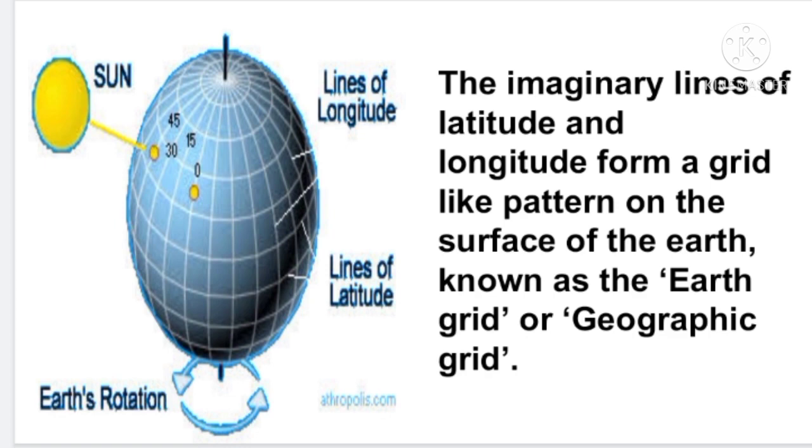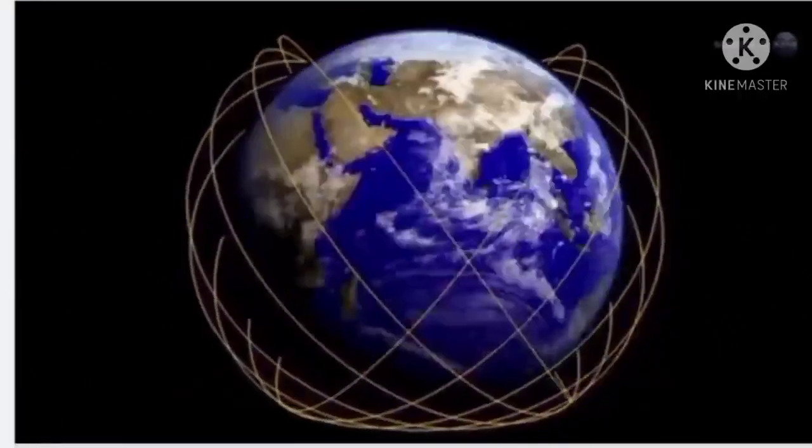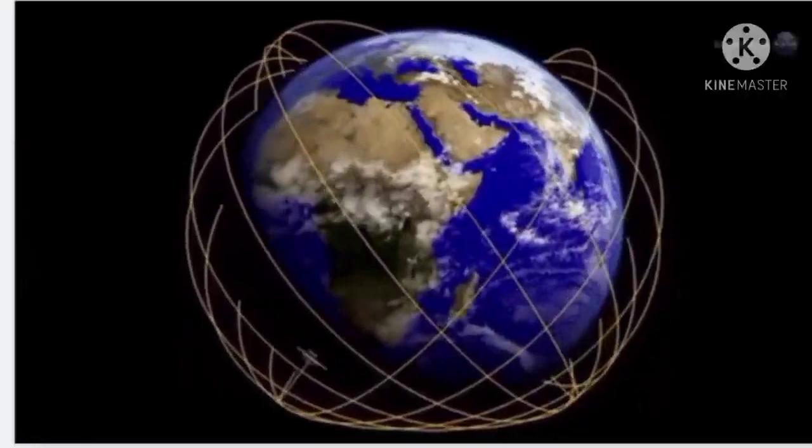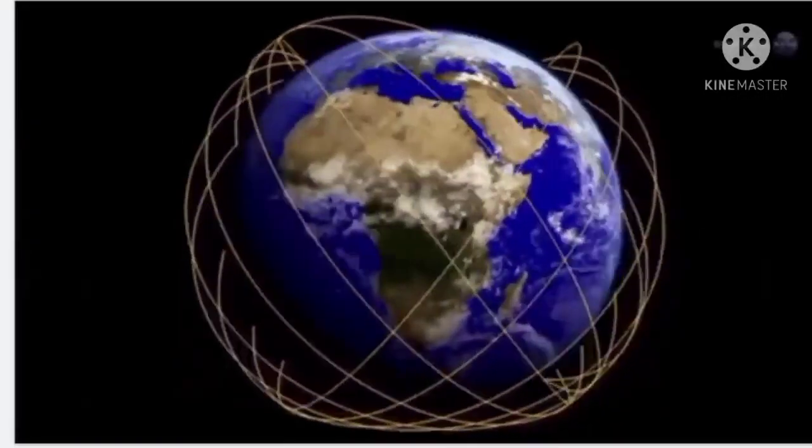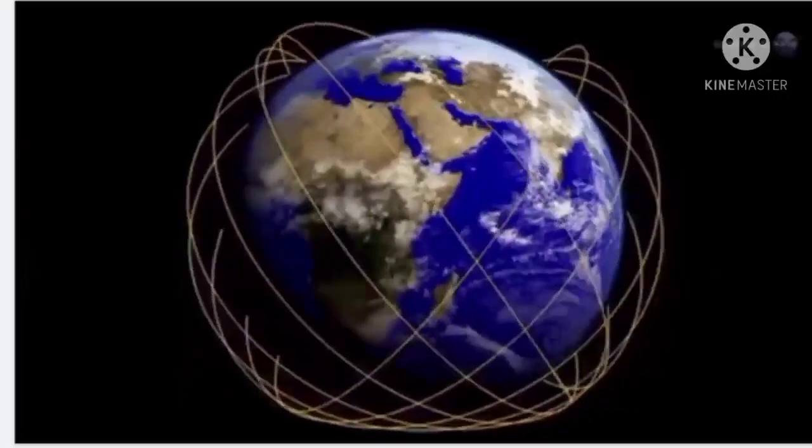The poles are an imaginary line running from the axis of Earth's rotation. Students, the plane of the equator is an imaginary horizontal line that cuts the Earth into two equal halves.